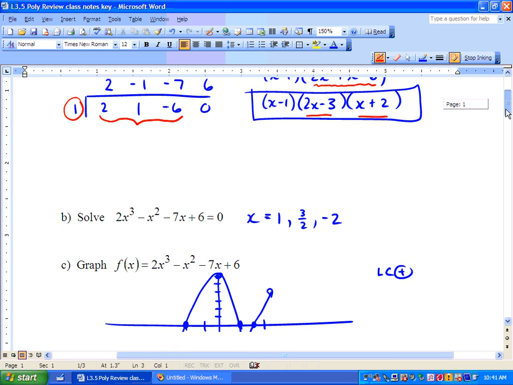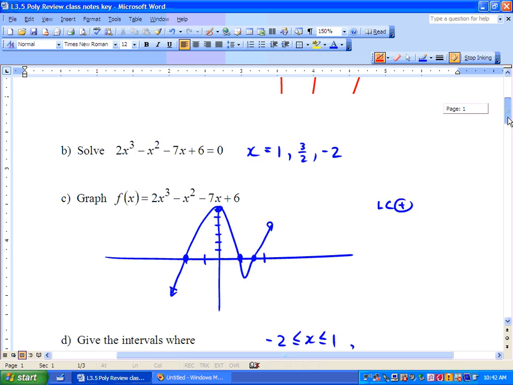Part B of this question, I hope you noticed it was the same polynomial again, so you didn't have to do a whole bunch of work. The difference is the directions to the question. Now it says solve. So this factor here leads you to the 1, this factor leads you to 3 halves, and this factor should have led you to a negative 2.